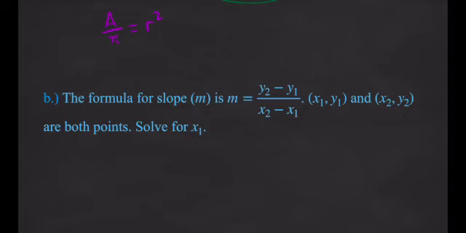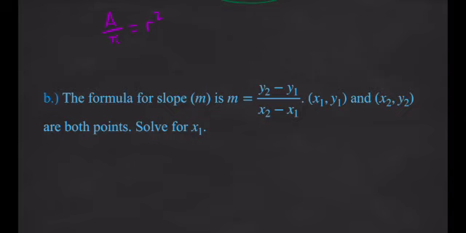The formula for slope, which is m, is equal to y2 minus y1 over x2 minus x1, where x1 and y1 and x2 and y2 are points that we have.